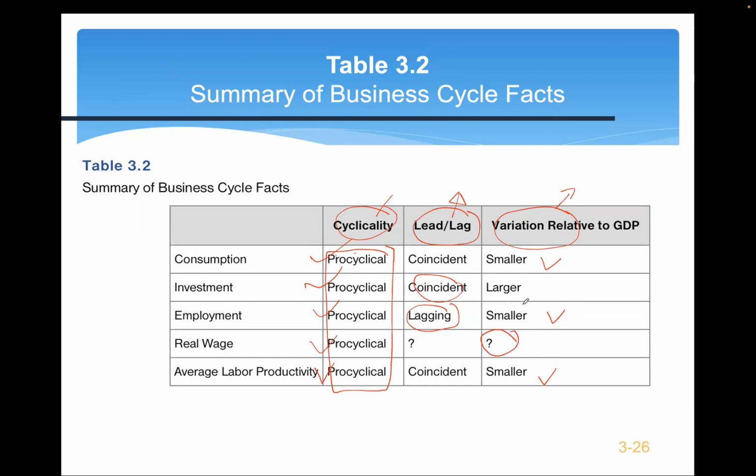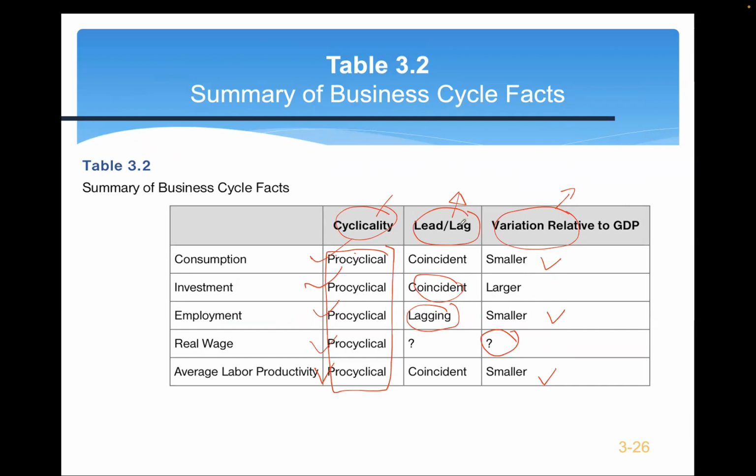Why? This is because for real wage, we don't have a good measure, because you have different people. Some may have wages rise in a recession, and some may have wages fall in a recession. You have different occupations. Some of the jobs are pro-cyclical, some jobs are counter-cyclical. It's very difficult to measure. So that's why there's a question mark.